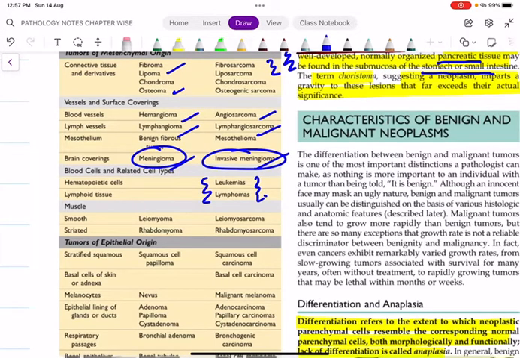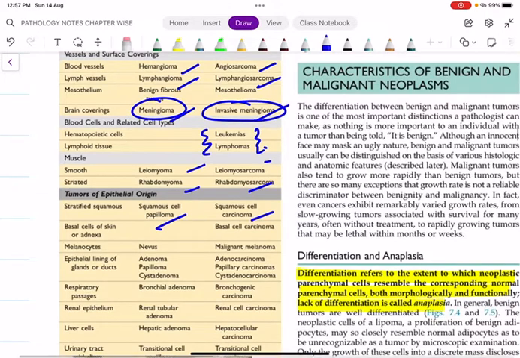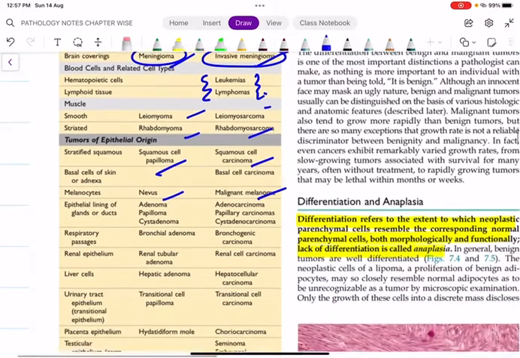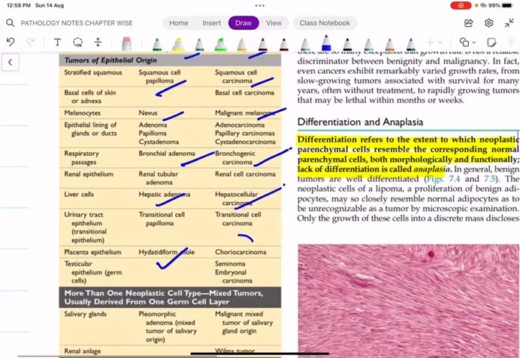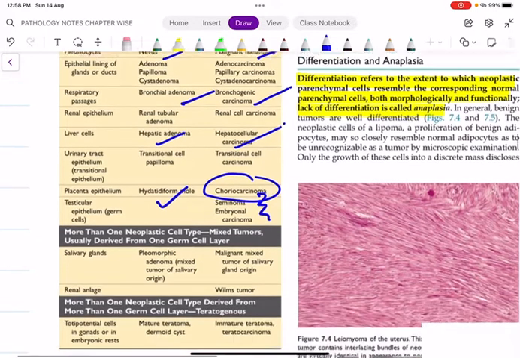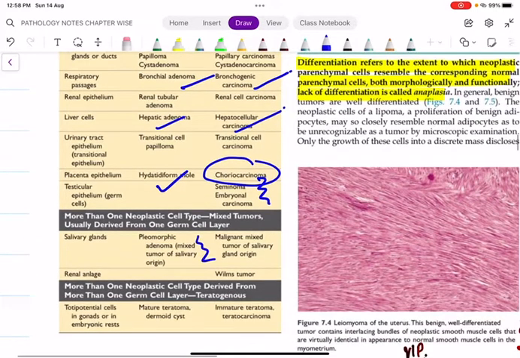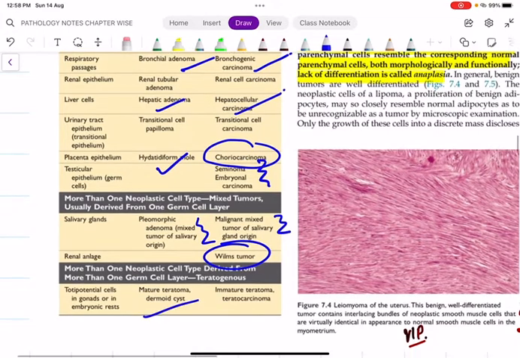Then leiomyoma, leiomyosarcoma, rhabdomyosarcoma, squamous cell papilloma, squamous cell carcinoma, nevus, malignant melanoma, bronchial adenoma, bronchogenic carcinoma, hepatic adenoma, hepatocellular carcinoma, hydatidiform mole which becomes choriocarcinoma, and testicular tumors, almost all of which are malignant: seminoma and embryonal carcinoma. Pleomorphic adenoma is a mixed tumor and it can become malignant. Even Wilms tumor has no benign variety, only a malignant variety. And teratoma, immature teratoma.